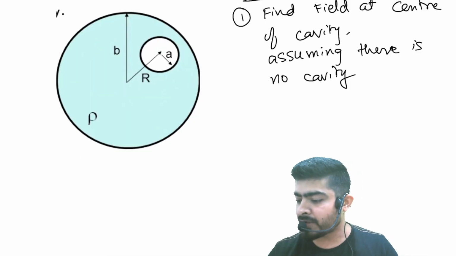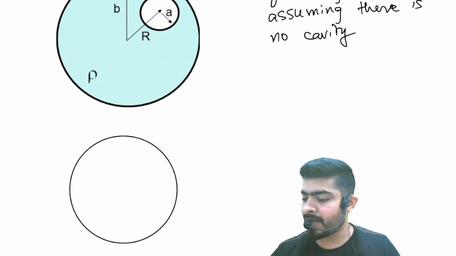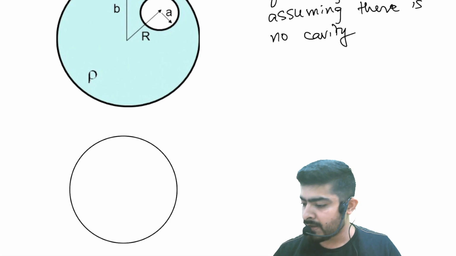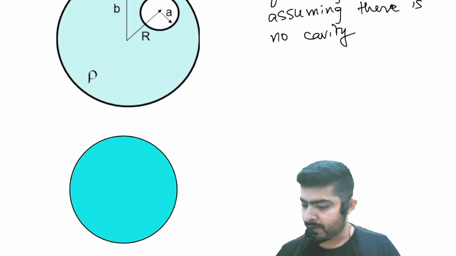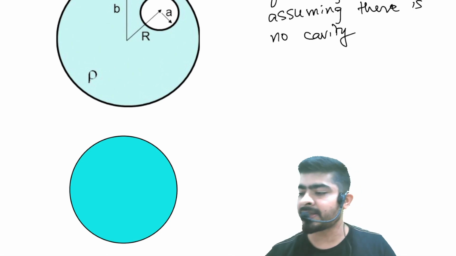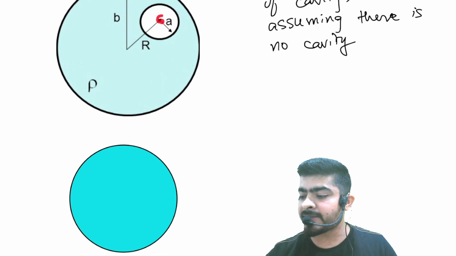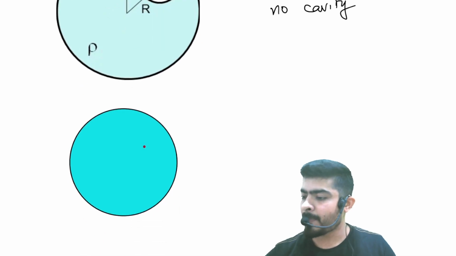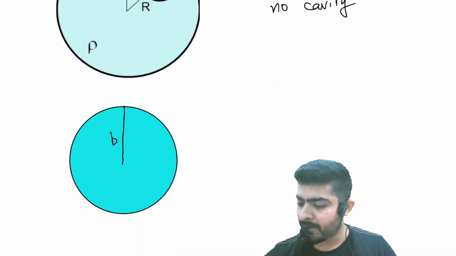So let me draw that over here. This is my entire solid sphere. Let me fill that with some color. So this is the sphere without a cavity. Now let's identify this point inside this sphere. This distance is b, correct? This distance is R, alright?